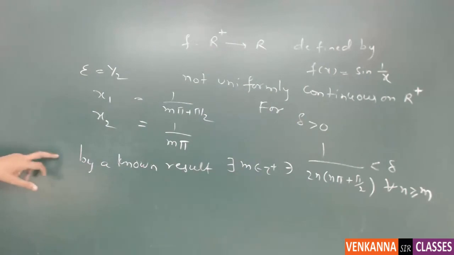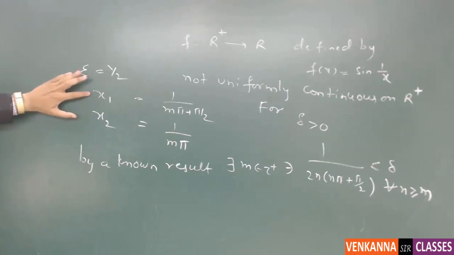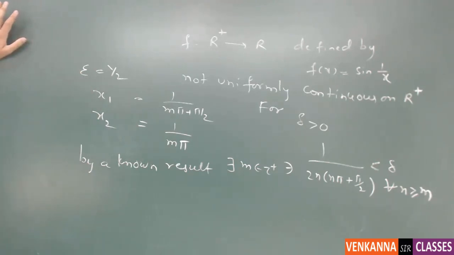You note down this result. Since it is beyond our scope, I am not going to discuss it. Just remember the result. So what is the result? Whenever you take a delta, you can always find a positive integer m such that 1 by 2n into n pi plus pi by 2 is always less than delta for all n greater than or equal to m. Please take a note of it. I have taken the two numbers as x1 equal to 1 by m pi plus pi by 2, and x2 equal to 1 by m pi. So you can observe that if you calculate the difference, it will be less than delta.